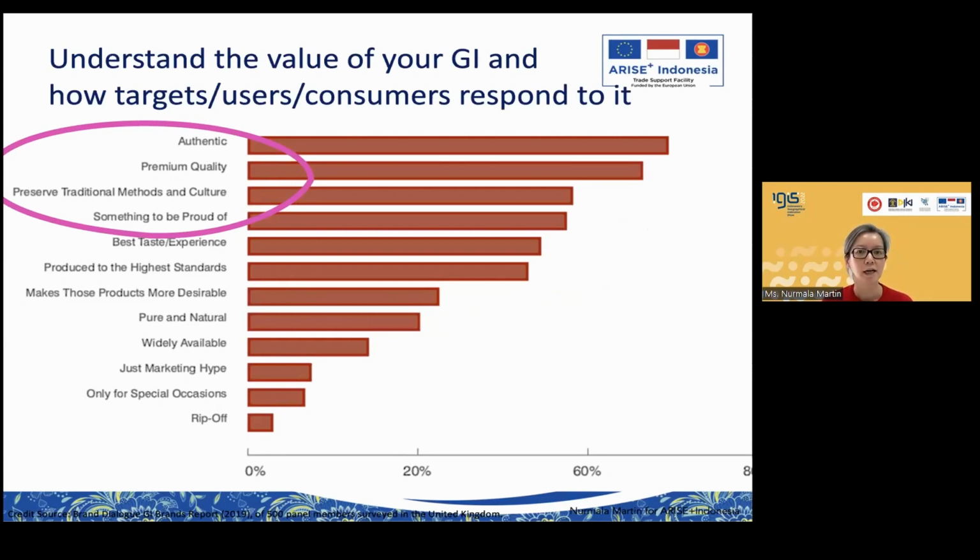This is just to give you an idea that when a few hundred British people were asked about GI, those who appreciate GI would appreciate the authenticity, the premium quality, the traditional methods and culture, as well as seeing the GI product as a national pride. Those who don't will say it's a ripoff. It's marketing hype. So you want to steer away from those consumers who are not really looking into purchasing from you regularly. It means you need to focus on the market where your products are mostly appreciated. The customer tends to think about quality over quantity, right?